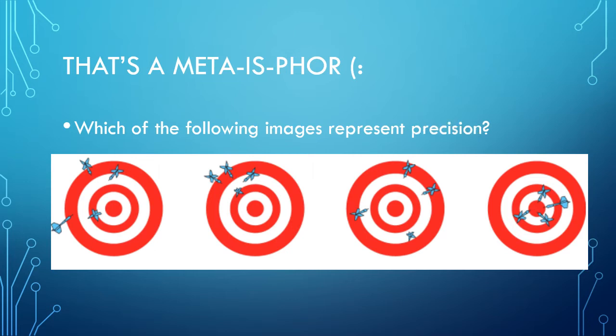Let's look at these same four, but now let's try to assess which one is representing precision. Again, the far right appears to represent precision. They are all on the bullseye, but there is also one other that represents precision. The one that is second from the left, or the middle left one, has precision. The four points are very close to each other, either on the outer white ring or the outer red ring, and they're very close to each other.